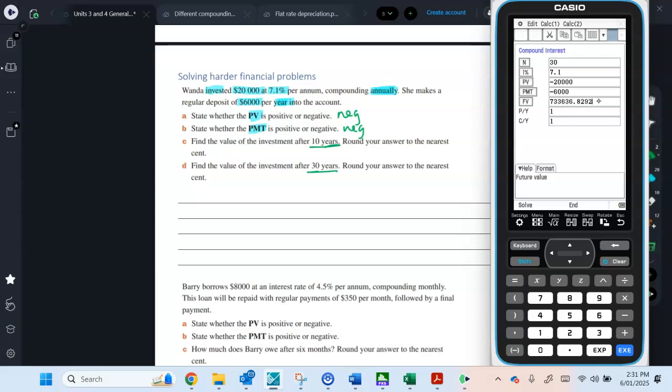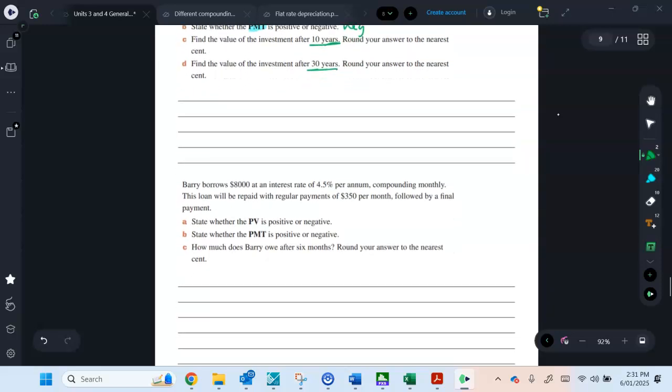and then for 30 years time, but you are adding $6,000 a year. So that's why it's increased so dramatically, because you are actually adding extra repayments, not repayments, sorry, extra payments to your investment. All right, let's have a look at the next question.